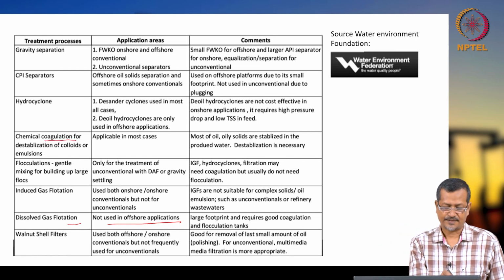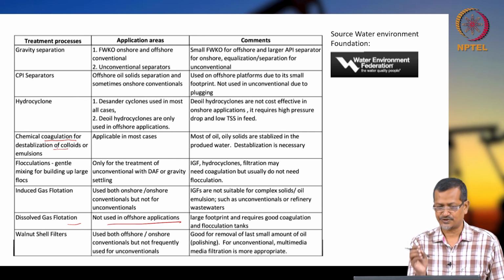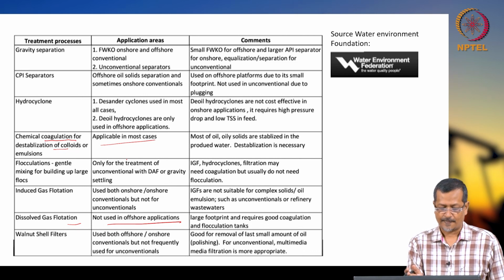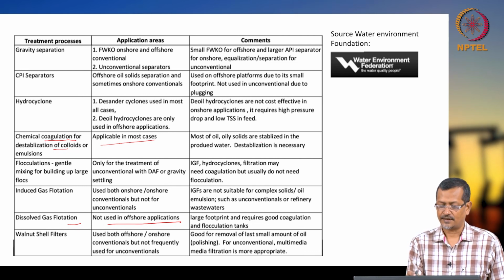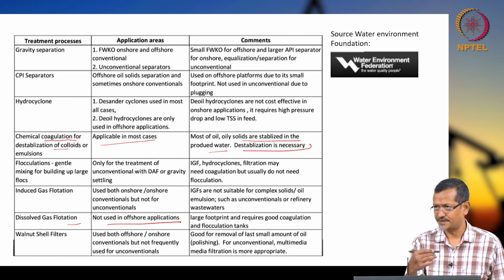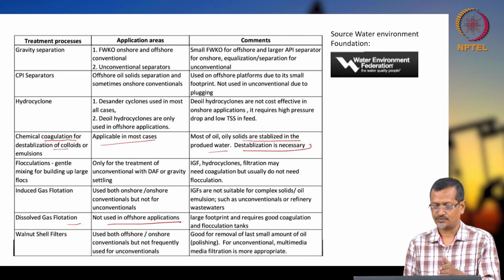Chemical, sometimes they are using for destabilizing colloids or emulsions, so that separation will be quicker. So, in that case it is applicable in all cases, offshore, onshore. Most oil and oily solids are stable in the produced water, so destabilization is necessary. In some cases you can add chemical also. Otherwise you can read through all these points.